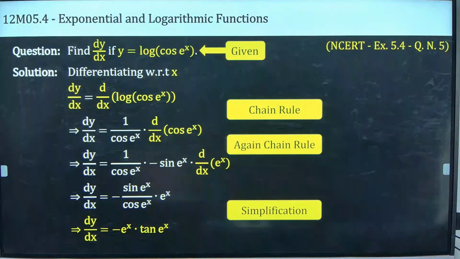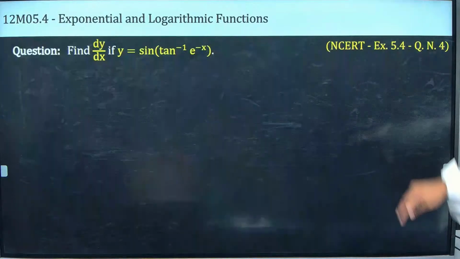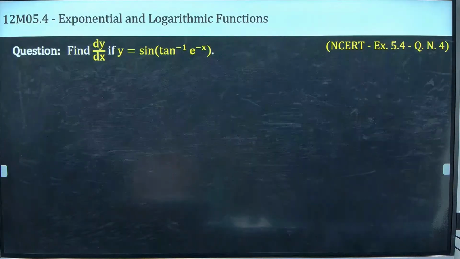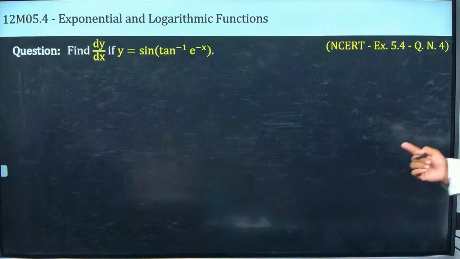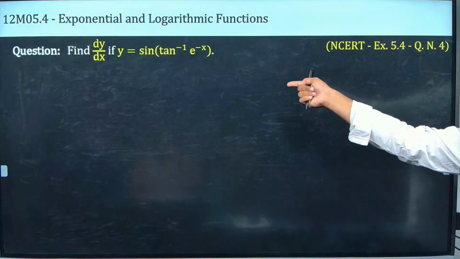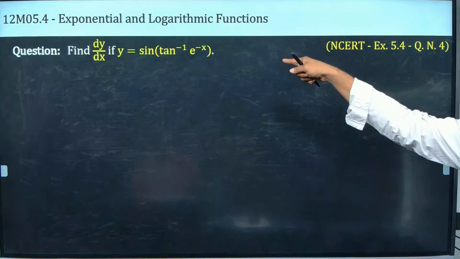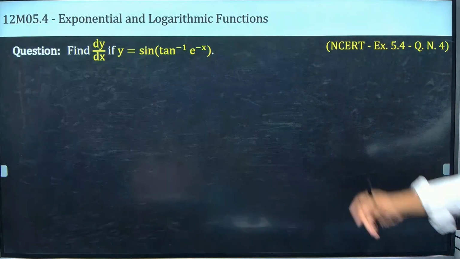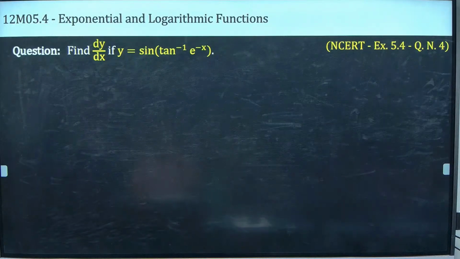Yes, sir. Okay. So now guys, this one is for you. Come on. What is differentiation of tan inverse of x? 1 by 1 plus x square. In the place of x you want to put e power minus x. But it is not e power x, so minus will come extra. I'll check how many are doing it correctly.